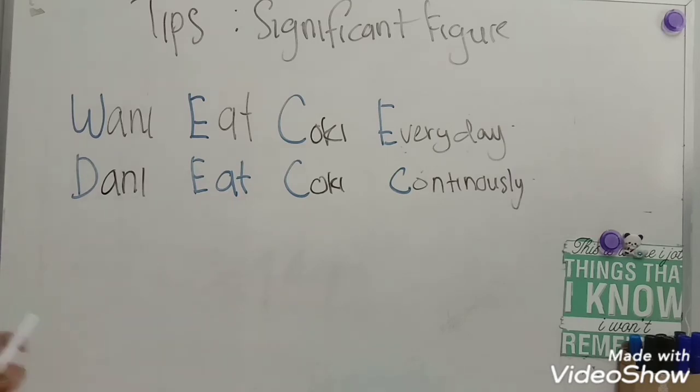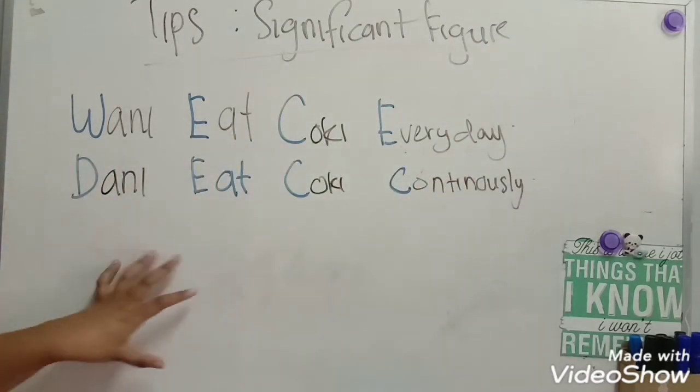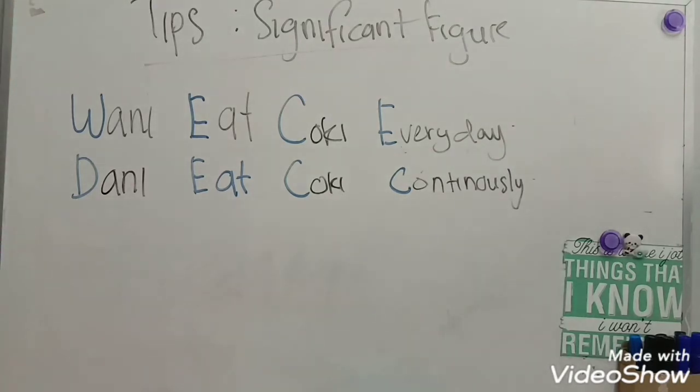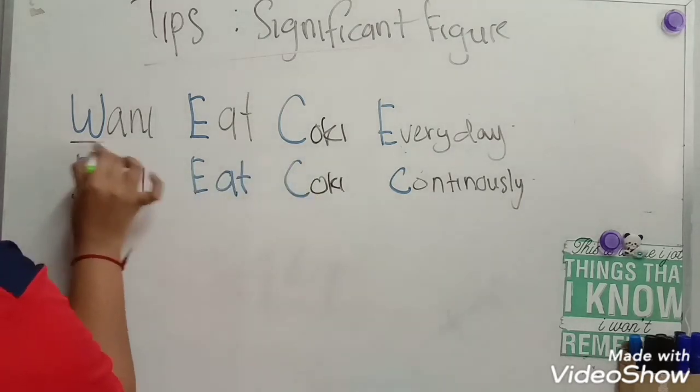This is one of those simple tips which I'm going to give for significant figures, so that you can remember this throughout your exam time. This is what you should remember on the exam day. So what is this? This is: Wani eats Choki every day and Danny eats Choki continuously. So this is going to be your tip. So how are you going to determine what this is? I'm going to explain this.